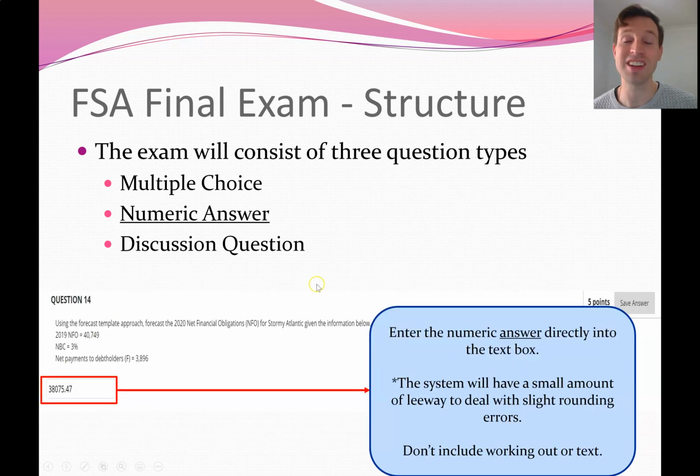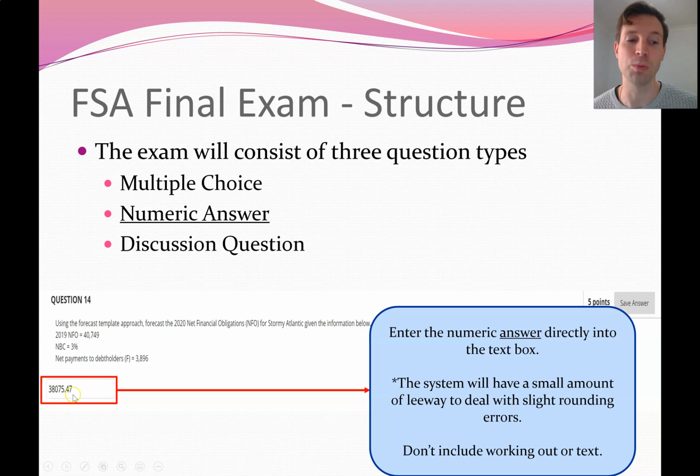Numeric answer questions, these are just the calculation questions. So for example, this question here from your practice exam, it's a simple calculation question. You enter the number directly into the box. Once you've entered that, again, it'll save your answer. You'll get the little tick there and your answer there will be saved. Don't put any words or text or anything in there. You can just put the numbers in there.